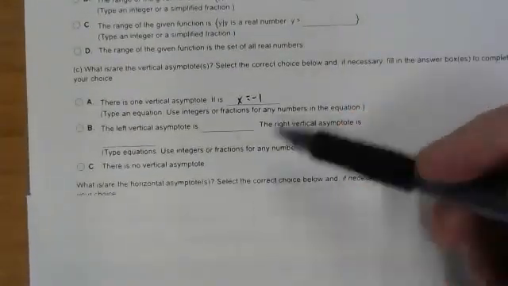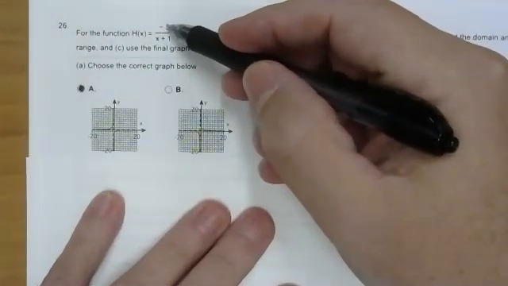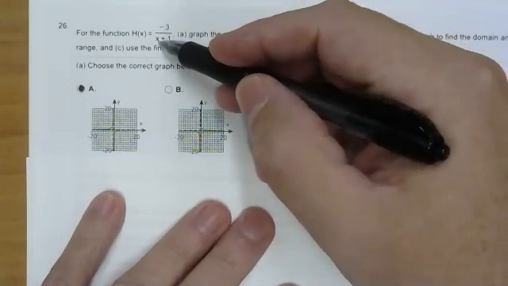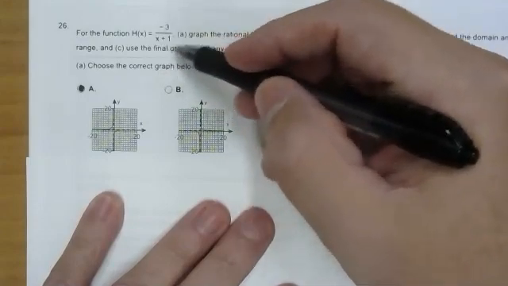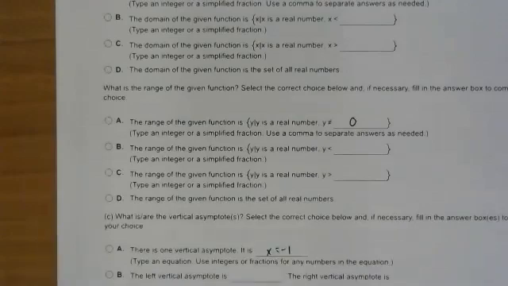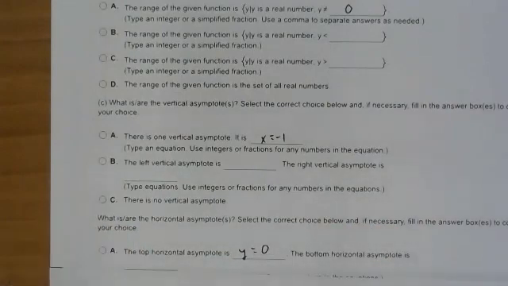Horizontal asymptote, that's a little different. Horizontal is where you compare the leading terms. So here, basically you have -3 over x. What happens as x gets huge? This whole thing goes to 0. So we do have a horizontal asymptote of y equals 0.